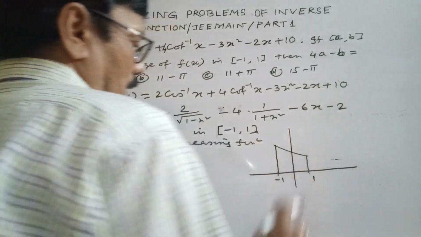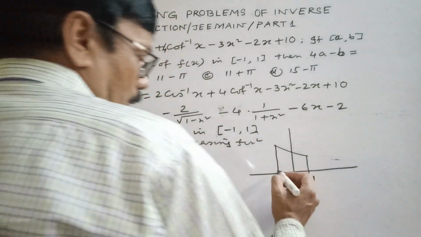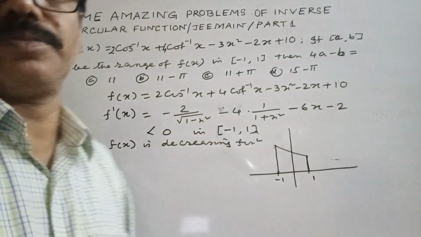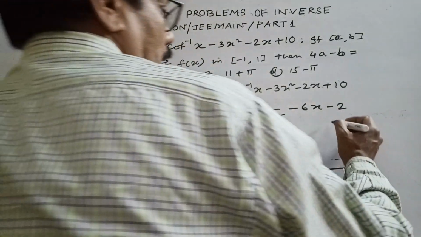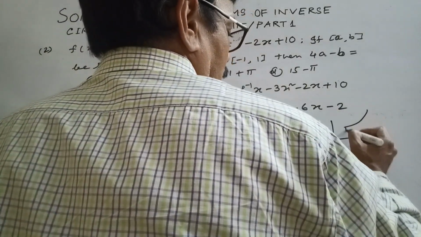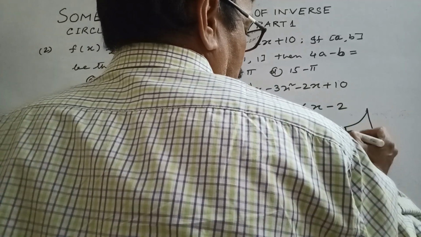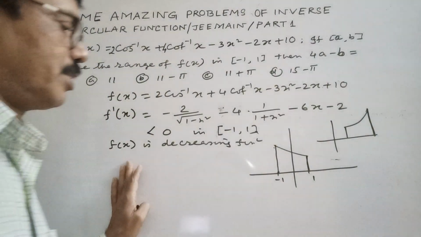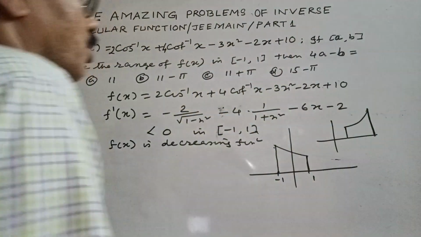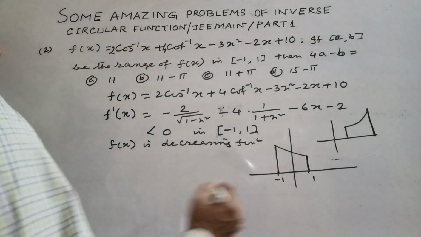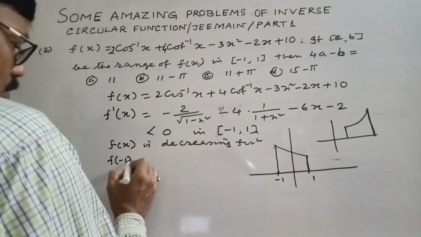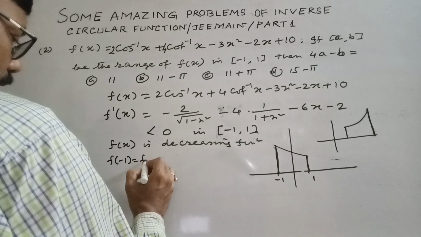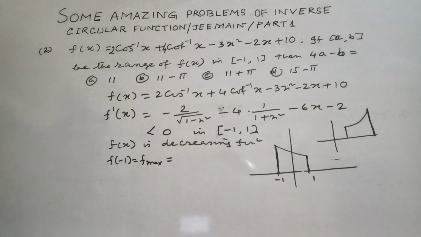So if it is a decreasing function, look, f(1) is minimum and f(-1) is maximum. Now if it is increasing, it looks of this type, so at this point it is minimum and at this point it is maximum. Here f(x) is a decreasing function. So what is f(-1)? f(-1) will be the maximum value.